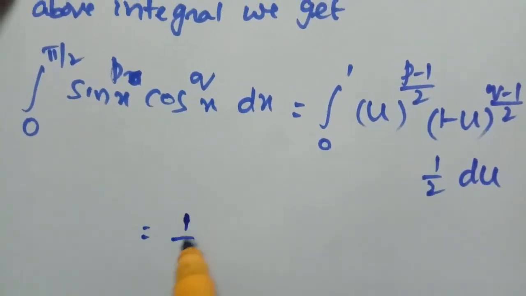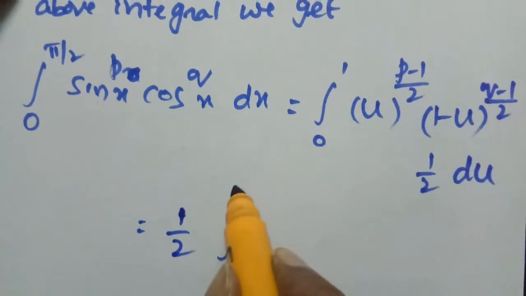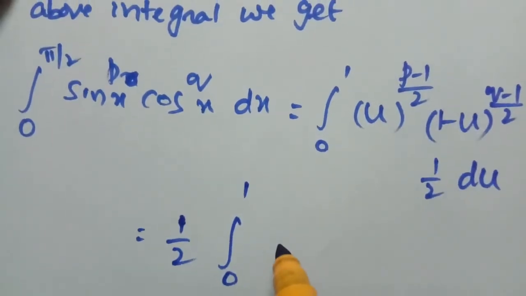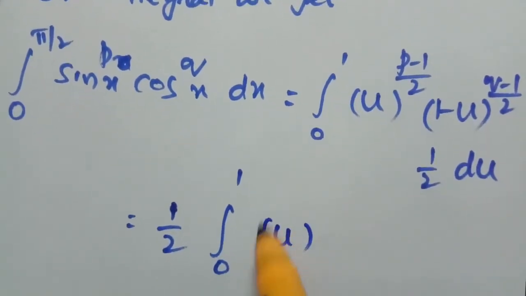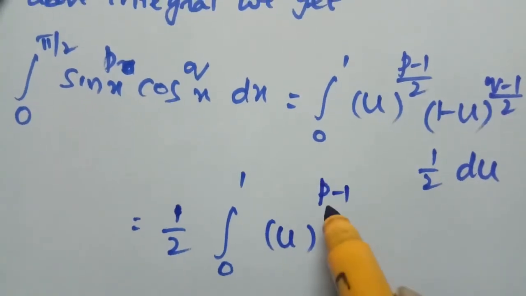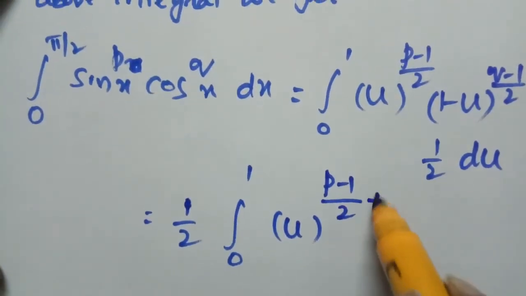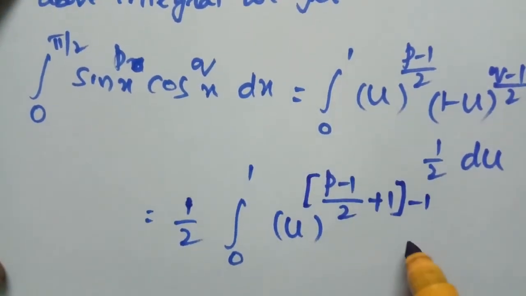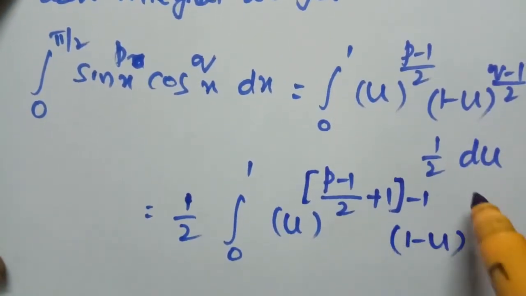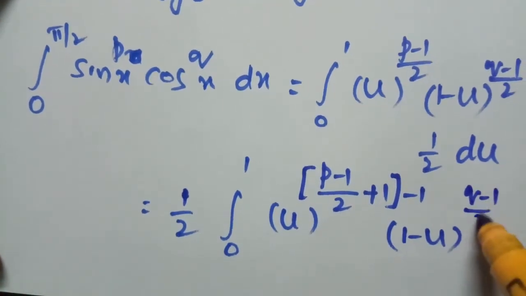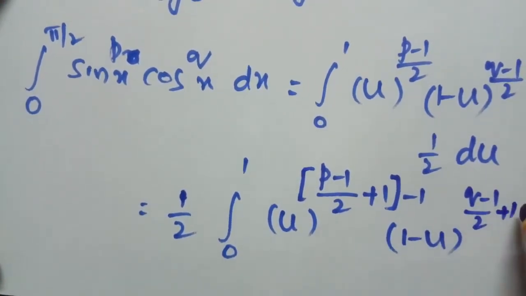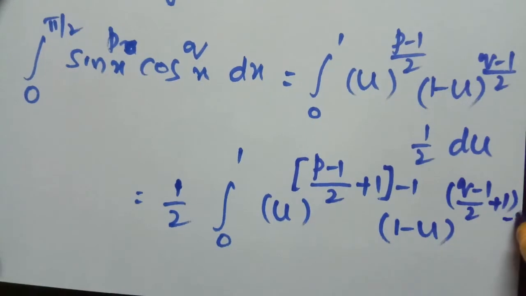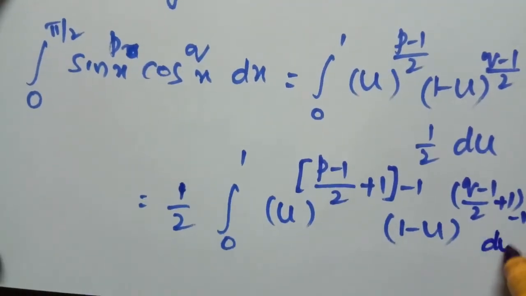Therefore, this can be written as 1 by 2 times integral 0 to 1 of u to the power of (p minus 1) by 2 plus 1 minus 1, adding and subtracting 1, into (1 minus u) whole to the power of (q minus 1) by 2 plus 1 minus 1 into du.